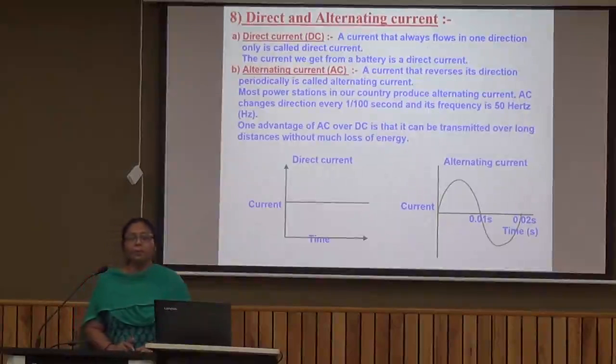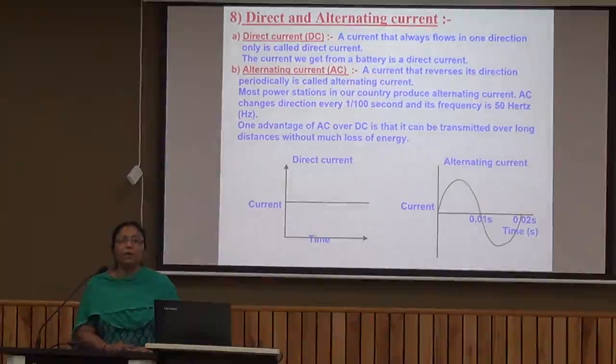Then this is the principle for the electric generator also, which produces alternating current known as AC. Here the direction of current keeps reversing at regular intervals of time, and this is known as alternating current. Now in India, the alternating current frequency is 50 Hz, and the direction of change is of course 1 upon hundredth of a second.